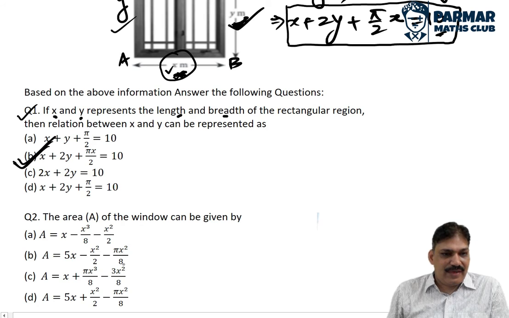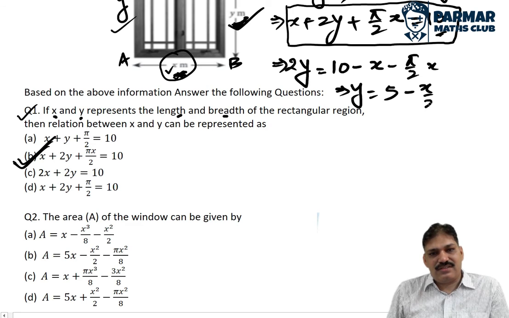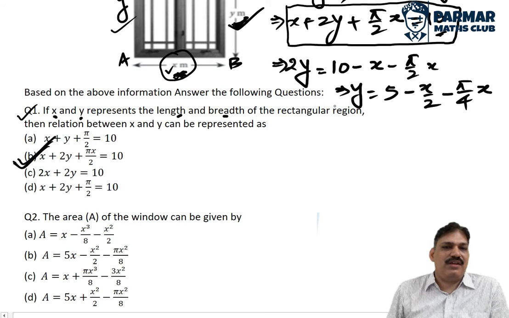Area in terms of x only. Now if we want to find the area in terms of x only, we will find y from here. 2y is equal to simply 10 minus x minus (pi/2)x. So if I divide both sides by 2, I'll get y = 5 minus x/2 minus (pi/4)x. This is the value of y.